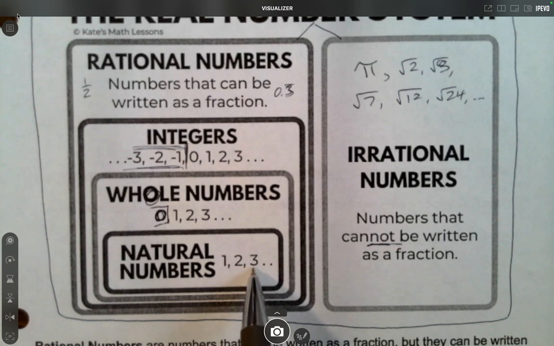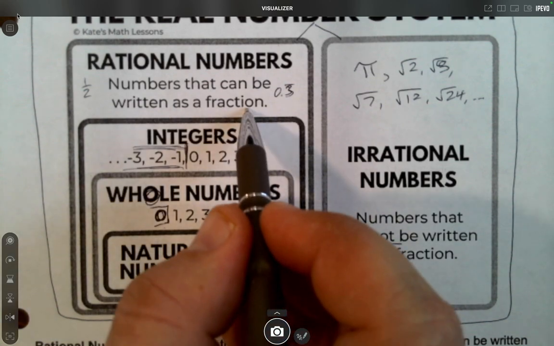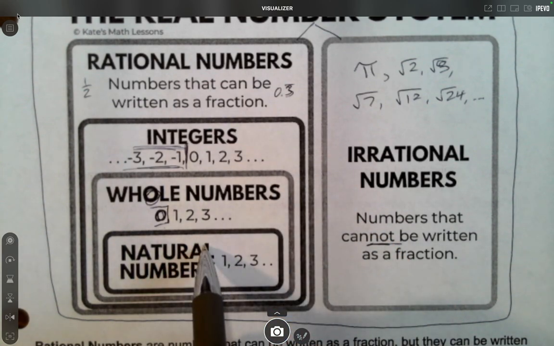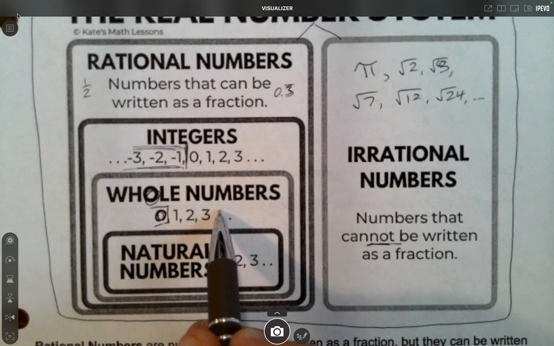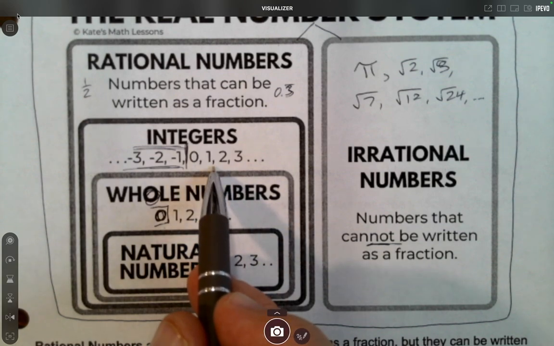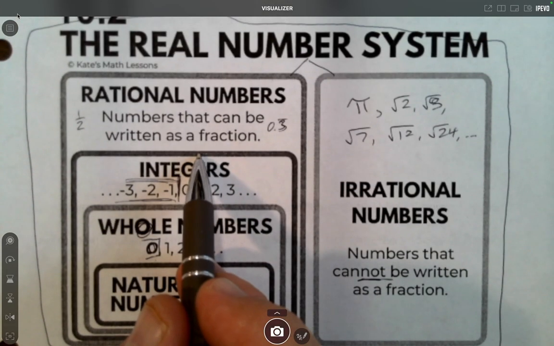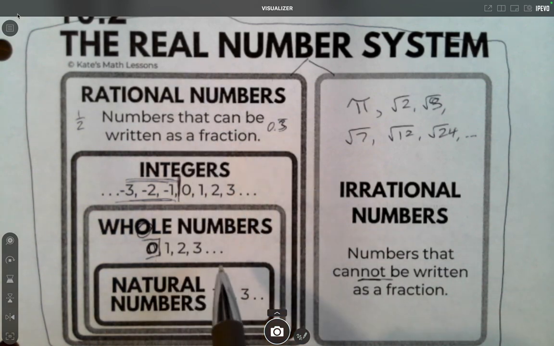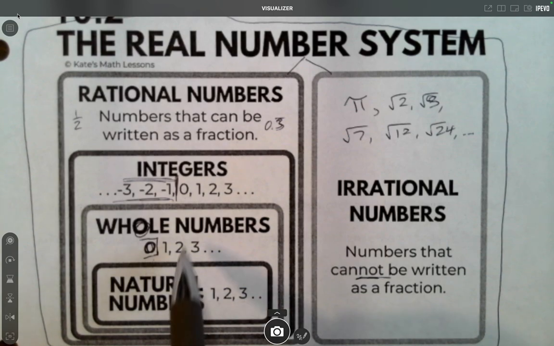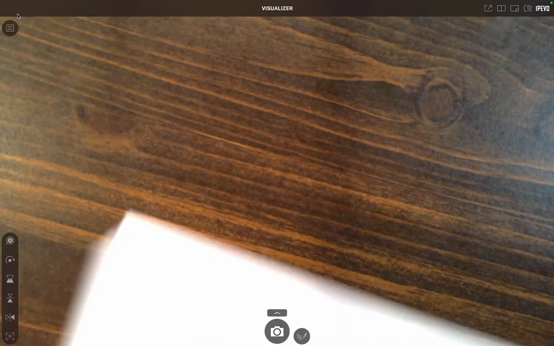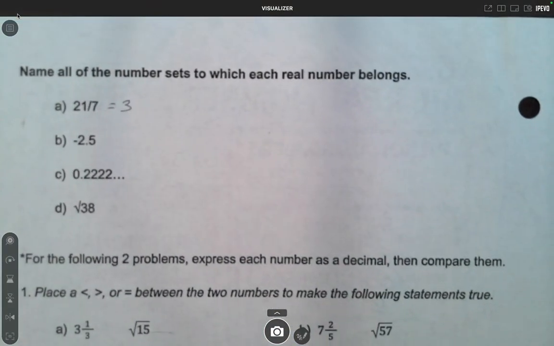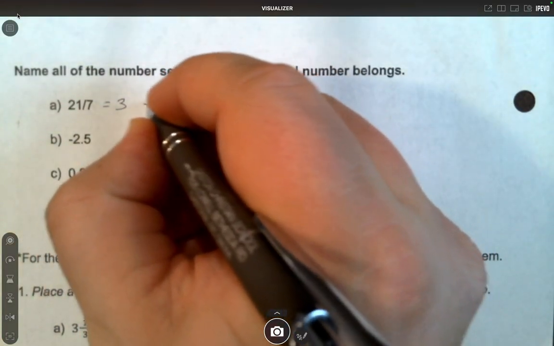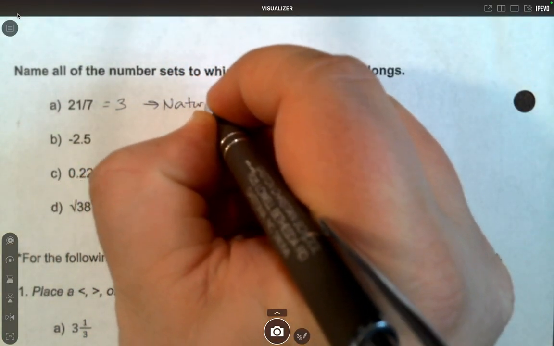3, well, that's included in the natural numbers. And if it's in the natural numbers, it's in all of these as well. Because all natural numbers are whole numbers. All whole numbers are integers. All integers are rational numbers. And all rational numbers are real. So anything in this category includes all 5 of these labels. So I know it's a lot to write, but 3 is natural, falls in that category.